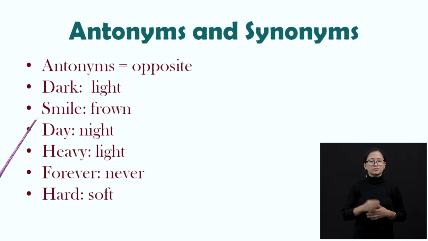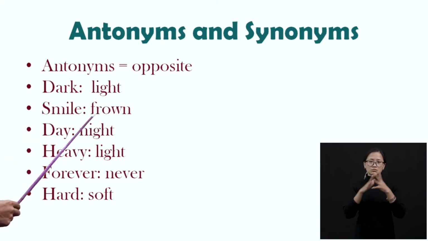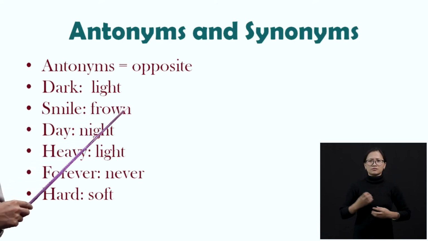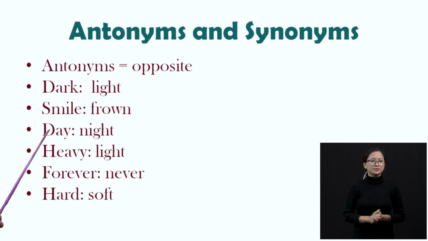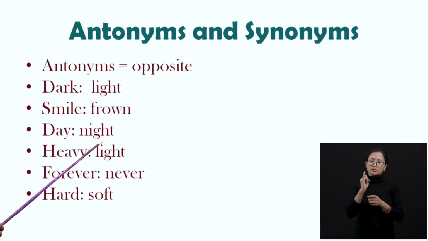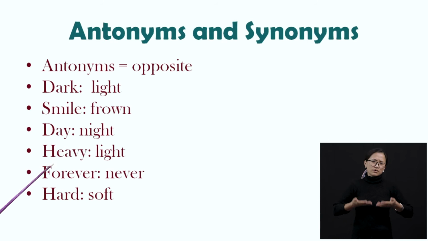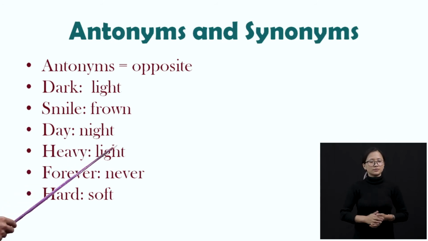Now, smile. Smile means frown, sad. Frown is something that is very unhappy, gloomy. Now day: the opposite of day is night. Night, right? The opposite of day will be night. Now heavy: the opposite of something very heavy will be light.